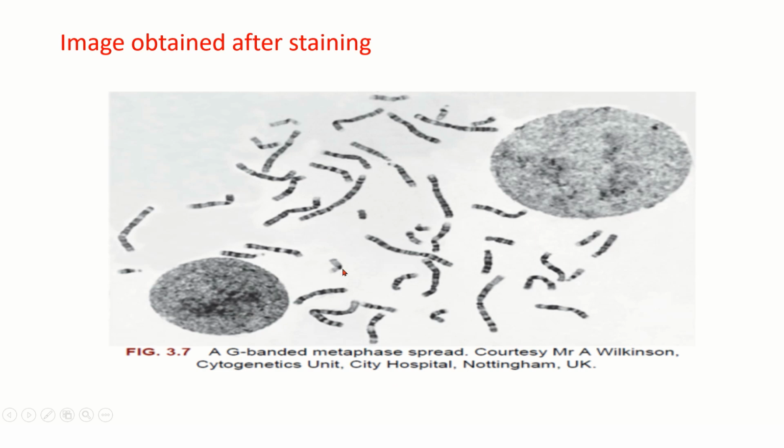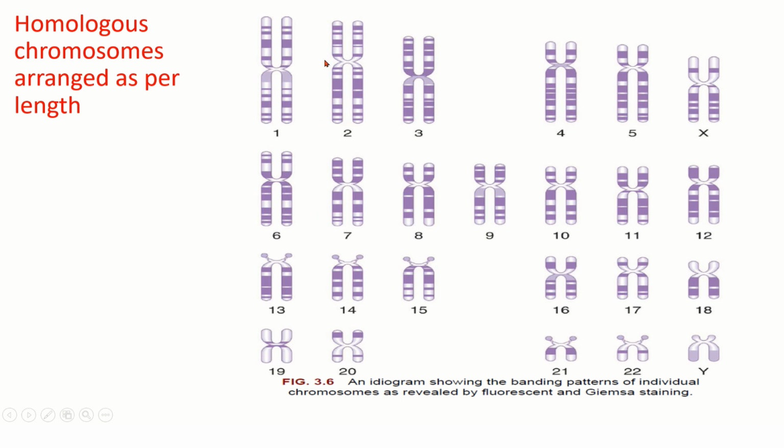You can see this is a picture obtained after the culture, fixing, slide preparation, and staining. You can see the banding also here. Now the chromosomes are arranged as per their length. You can see here 1, 2, 3, 4, 5, 6, 7, 8, all 22 autosomes, and X and Y, the allosomes.